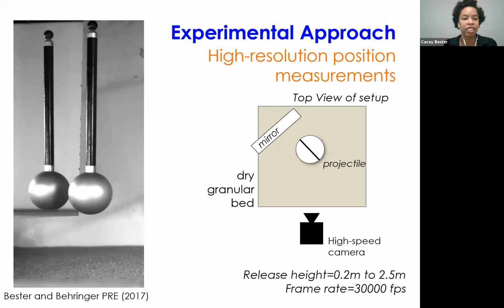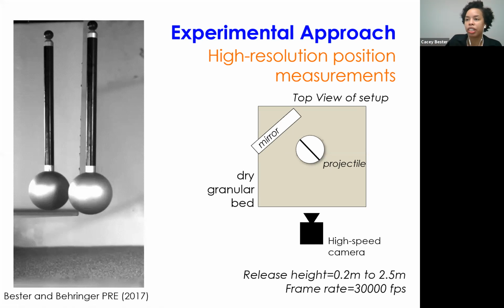Let's start with our first series of experiments. In this experiment, I'll have a solid object, in this case an aluminum sphere, that's released from some height above our granular target. In this case, the granular target is sand, a large container of sand, and our object can be released up to a couple of meters above our surface to increase the impact speed with which the object impacts our granular media. We then film the process using a high-speed camera that films at about 30,000 frames per second.